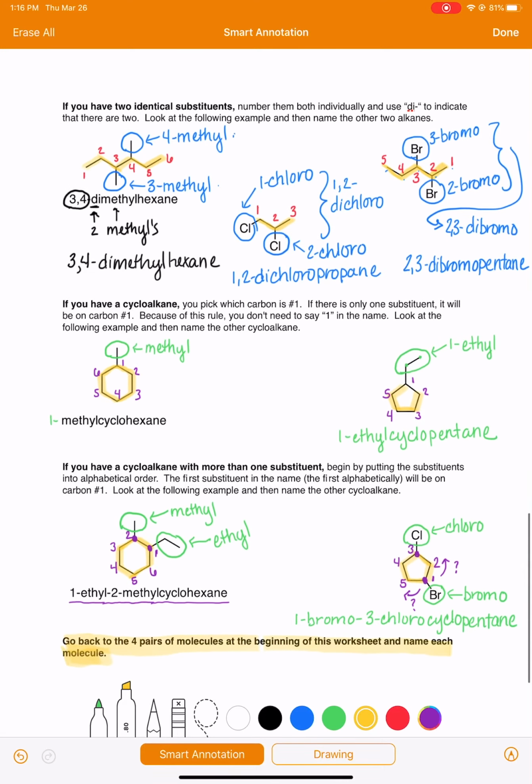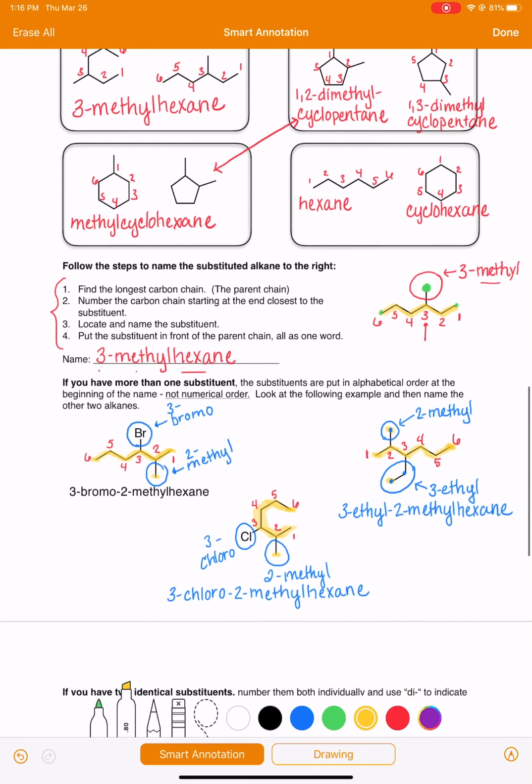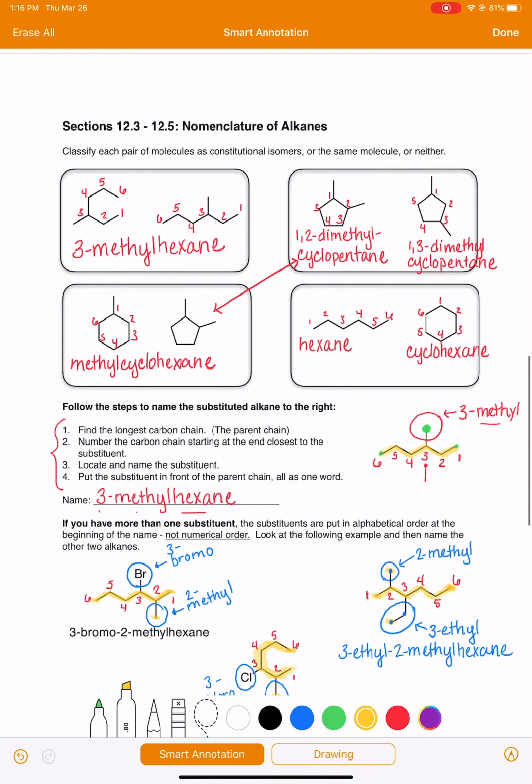Okay, so now hopefully you've got all of them named. Here are the names of these 8 molecules. In the first box, these 2 molecules were identical, which is why there's only one name here. Because they're identical molecules, they both have the same name, 3-methylhexane.